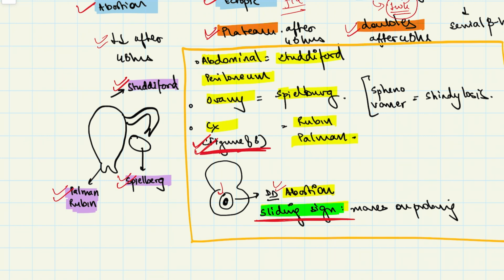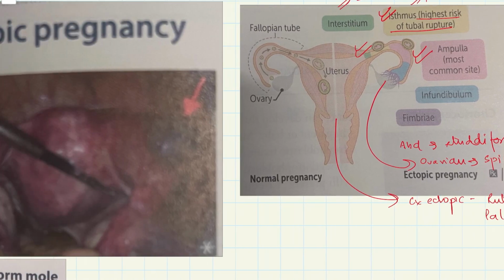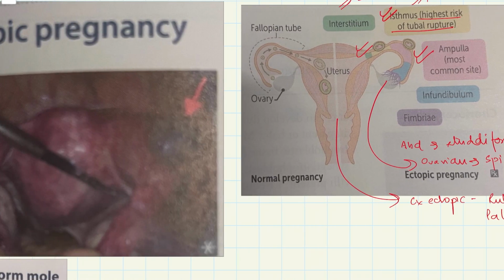The risk factors for ectopic pregnancy are scarring of the fallopian tube, which can be due to either an infection, that is PID causing salpingitis, or surgery.